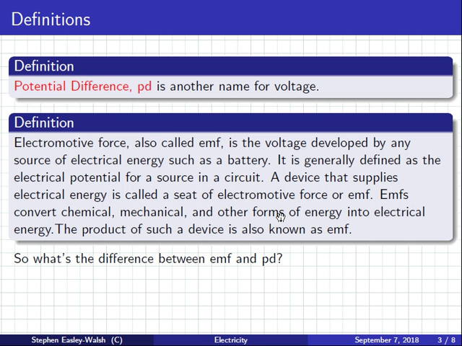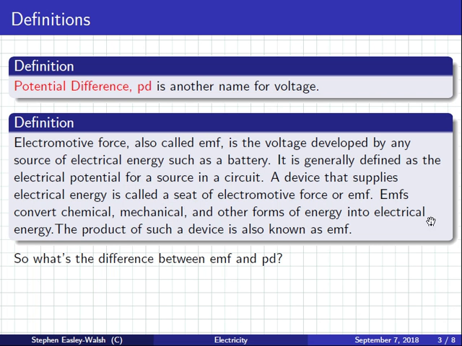So, if I take the battery out here, we say that this has an EMF because it provides energy. It generally is defined as the electrical potential for a source in a circuit. So if I put this in a circuit, I call this part the EMF because that's what's providing the energy. That's also called the seat of the circuit.